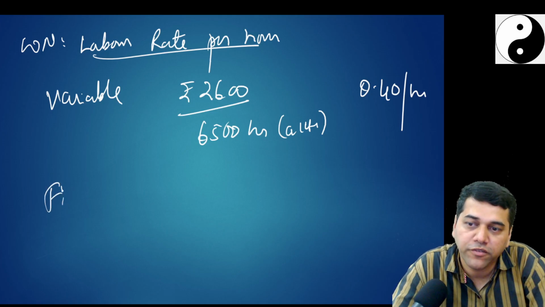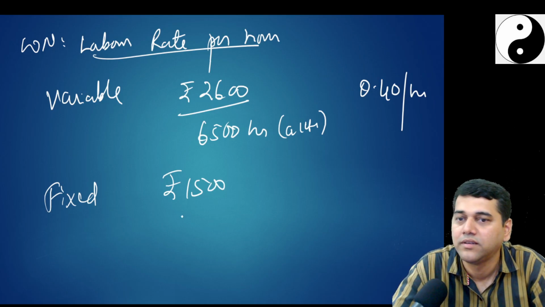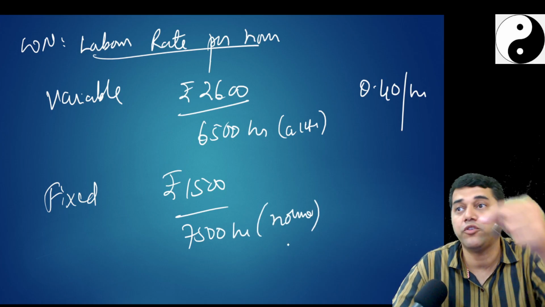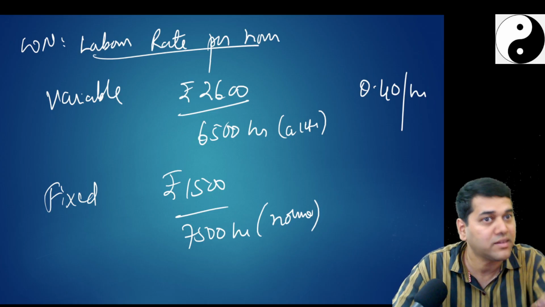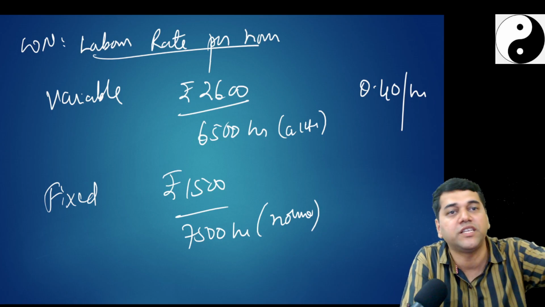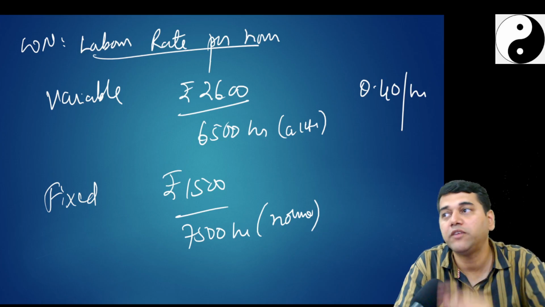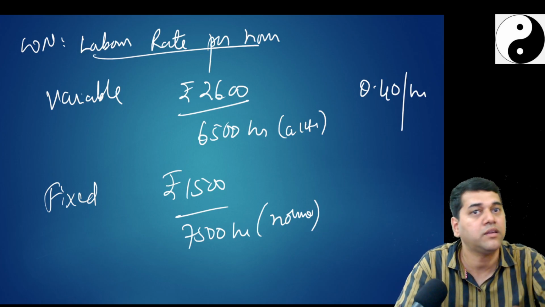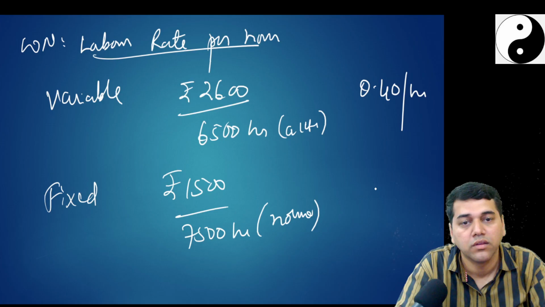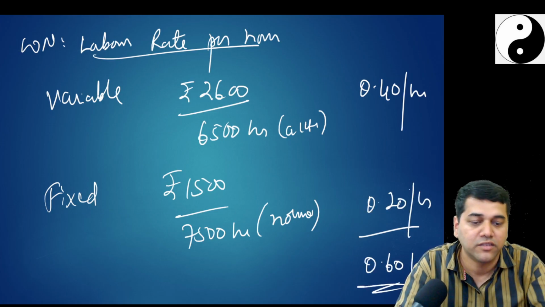Now what about the fixed? You incurred 1500 divided by 7500 hours, which is normal. Why do you take normal? Because your actual labor hours are less than the normal capacity. You thought they will work for 7500 hours, but they are inefficient. They worked only for 6500 hours. That's why you allocate it based on normal. In the examination, they give you a twist. They work more than the normal capacity. Then allocate it based on the actual hours. 0.20 per hour. So total 0.60 per hour is the cost of the labor.